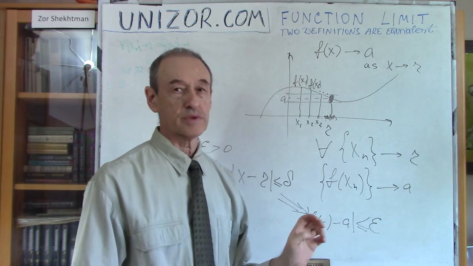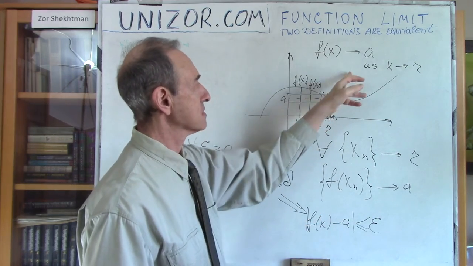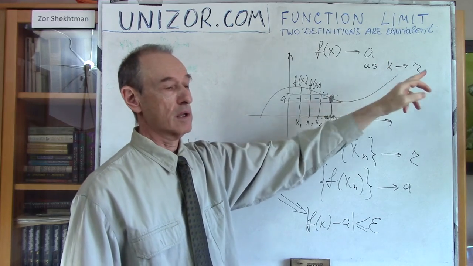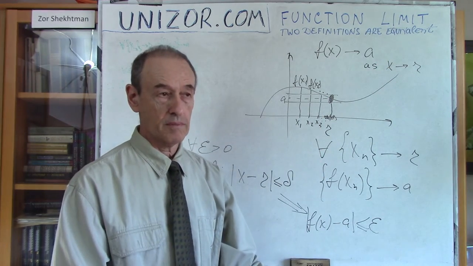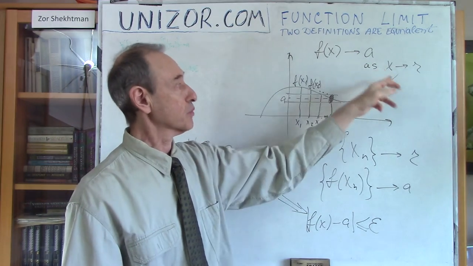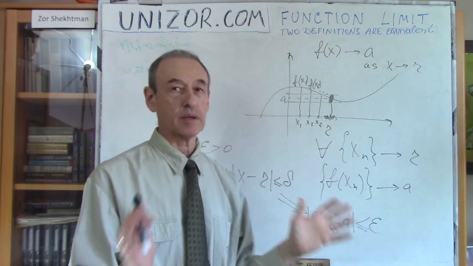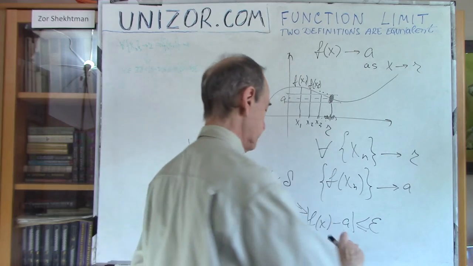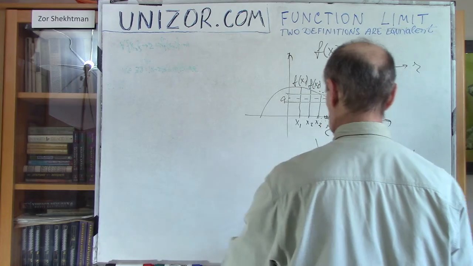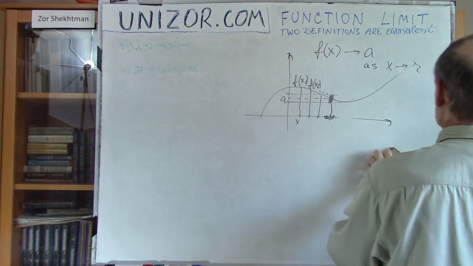And today I'm going to prove that these definitions are equivalent, which means if this function has limit A as X goes to R according to one definition, then it's actually the same limit with the same condition according to another definition, and vice versa. So that's what I'm going to prove right now. Okay? All right. Now, before starting this proof, I would like to mention something very important.